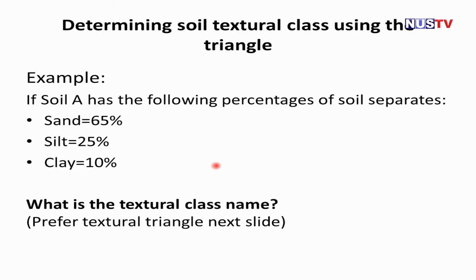Next is our example. Our example is to determine the soil texture class using the soil triangle. For this example, soil A has the following percentage of soil separates: the sand 65%, the silt 25%, and clay 10%. Remember, all these percentages must add up to 100%.